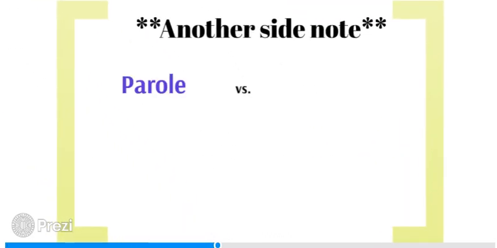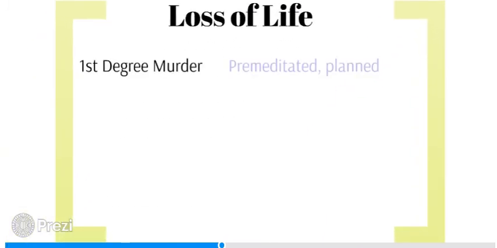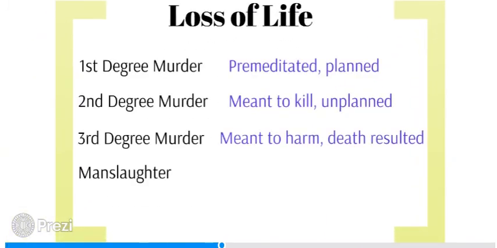Here's another side note. You guys got this. And then one last one about loss of life and the differences between first, second, and third degree murder and manslaughter. And this has been the criminal law process.